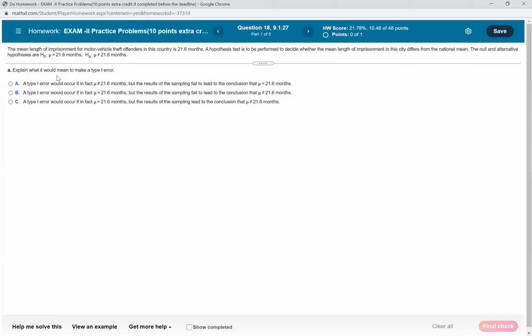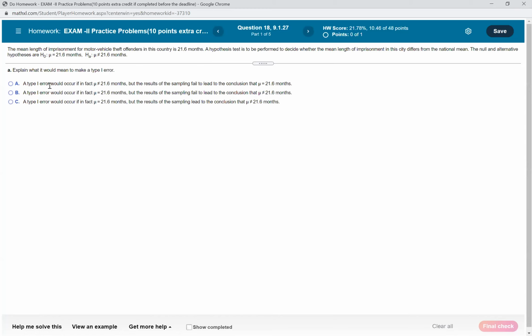Explain what it would mean to make a type 1 error. Making a type 1 error means rejecting the null when the null is true. So here the true fact is mu is 21.6 months. That means the city mean is 21.6 months, but we are rejecting this fact.